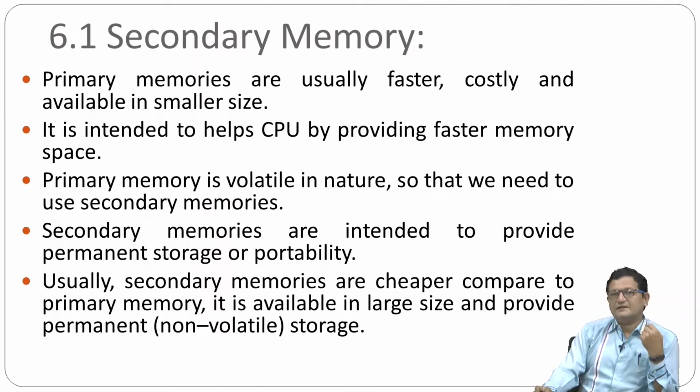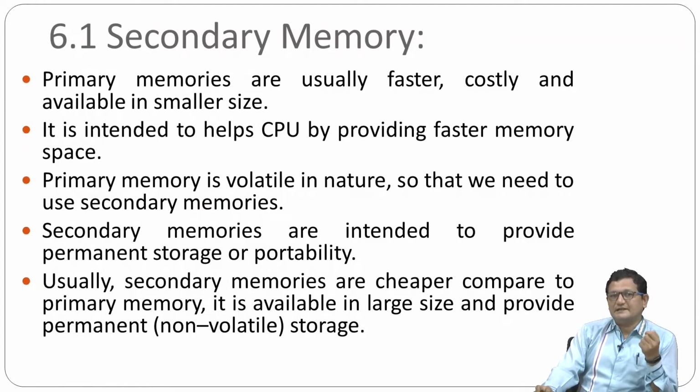So see, primary memories are usually faster, right. That we know. They are costly and available in a smaller size. For example, registers are available in the size of bytes. If we talk about cache memory, obviously it is very costly, and it is again available in the form of MBs. Even if we talk about random access memory, nowadays you get 8 GB or 16 GB of RAM, right. They are actually very costly. Yes, they are a faster memory, okay.